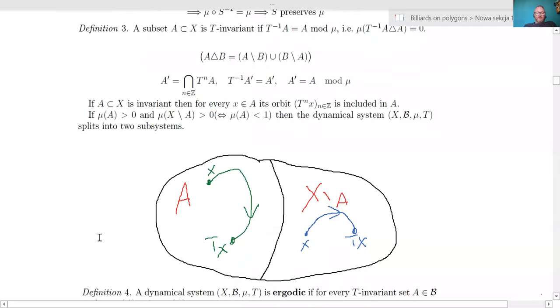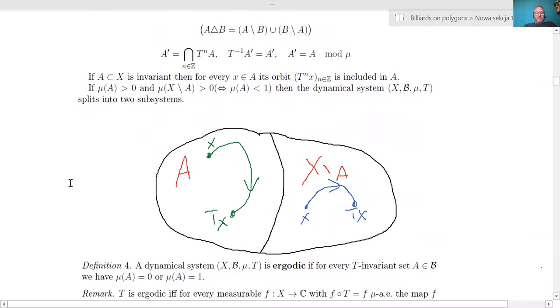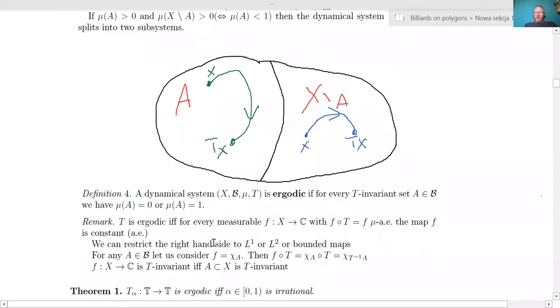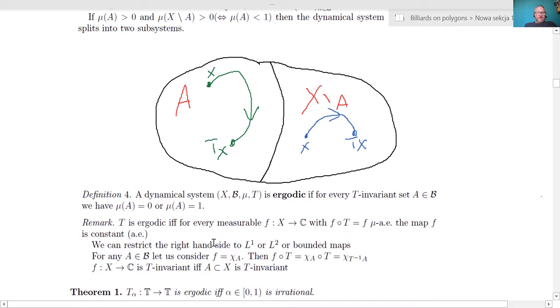And now it's time to define ergodicity. So we say that a dynamical system is ergodic if every T-invariant set is trivial, which means that its measure is equal to zero or one. Roughly speaking, it means that an ergodic dynamical system does not break down into subsystems, or in different words, it's a kind of indecomposability.